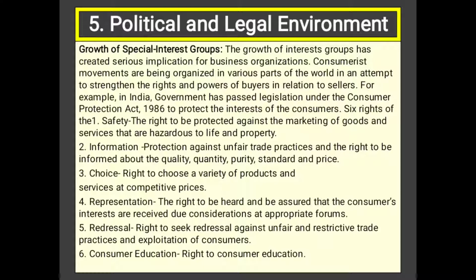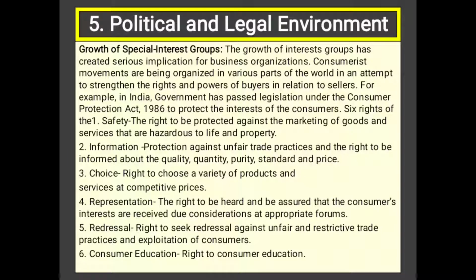Six rights are: one, safety of the consumer, the right to be protected against the marketing of goods and services that are hazardous to life and property. So whatever product you are supplying should be safe. Then information, full information has to be given. Protection against unfair trade practices and the right to be informed about the quality, quantity, purity, standard and price. You can't simply sell a product, give full information. Safe product you give, information you give, choice you can't force. Right to choose a variety of products and services at competitive prices. It is not your choice to dump your product on the consumers. So the consumer has a right to choice. Representation, the right to be heard and be assured that the consumer's interests receive due consideration at appropriate forums.